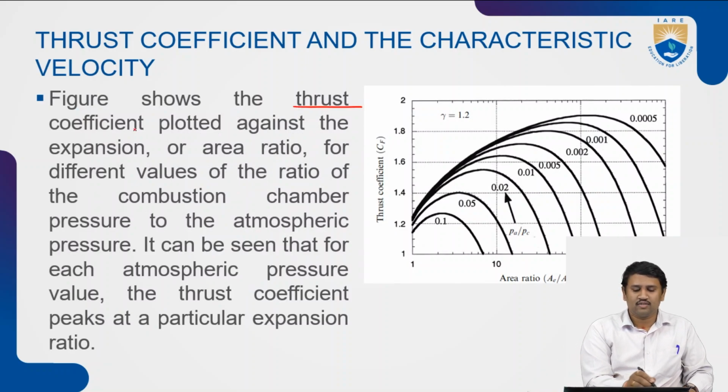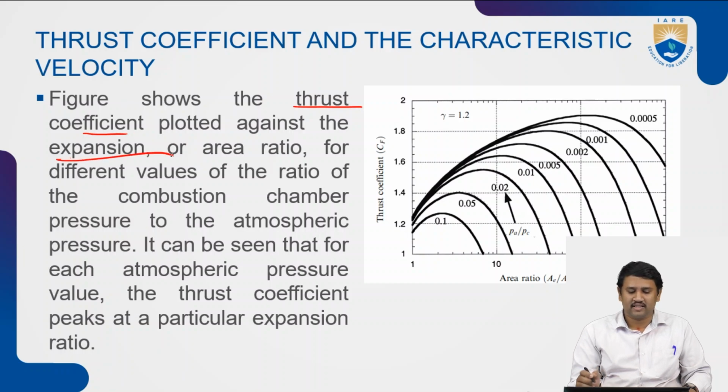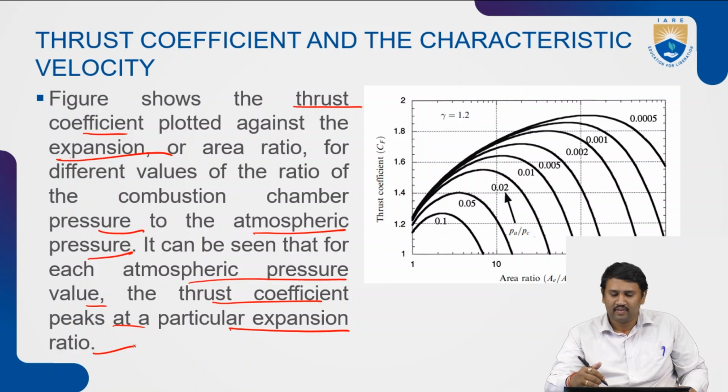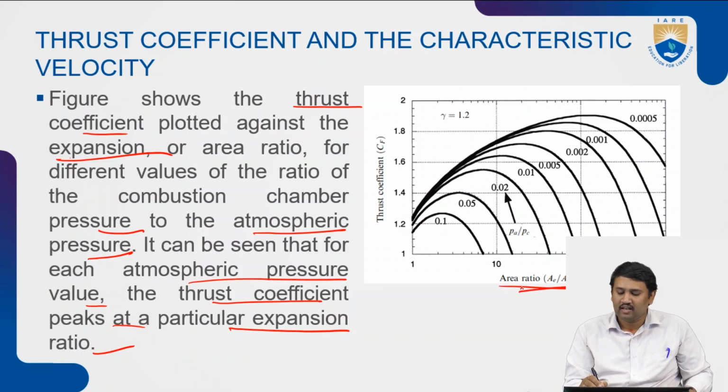The figure shows the thrust coefficient plotted against the expansion or area ratio, for different values of the ratio of combustion chamber pressure to atmospheric pressure. It can be seen that for each atmospheric pressure value, the thrust coefficient peaks at a particular expansion ratio. After that, it drops down. Let me reiterate: the graph is plotted with the thrust coefficient against the area ratio, for a certain value of gamma, which is 1.2, and varying pressure ratios.